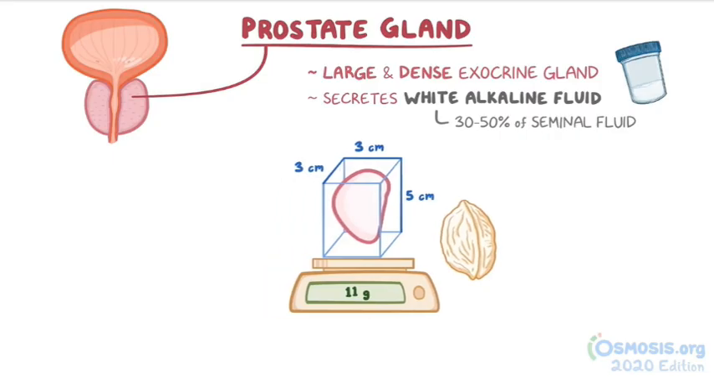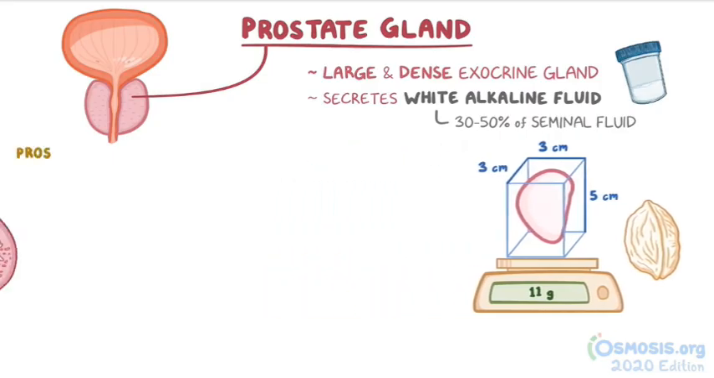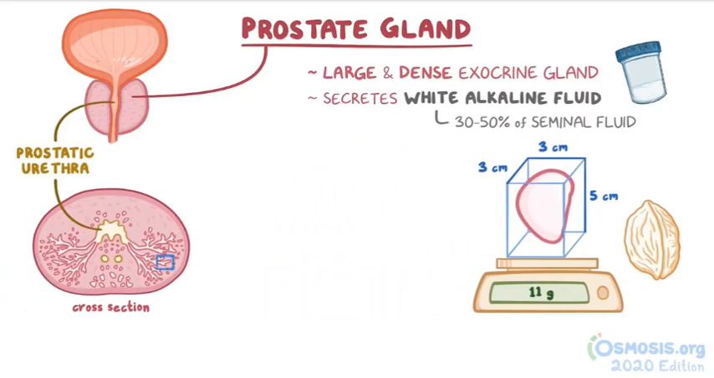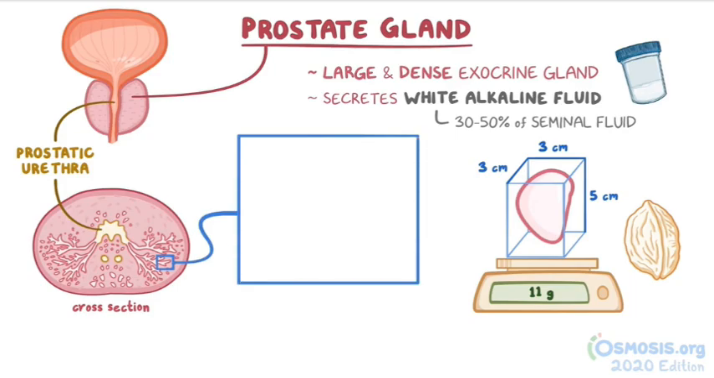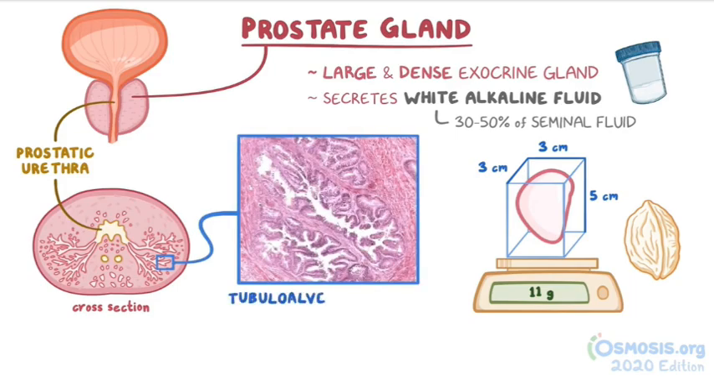The gland surrounds the most proximal portion of the urethra, or prostatic urethra, just below the bladder, and consists of 30 to 50 branched tubuloalveolar glands, such as the one seen in this low-power image of the prostate. The glands all drain into converging ducts that eventually empty into the prostatic urethra.